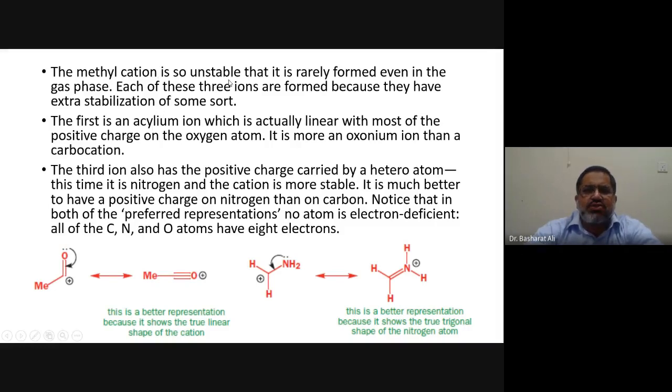Methyl cation is so unstable that it is rarely formed even in the gas phase. Each of these three ions is formed because it has extra stabilization of some sort.